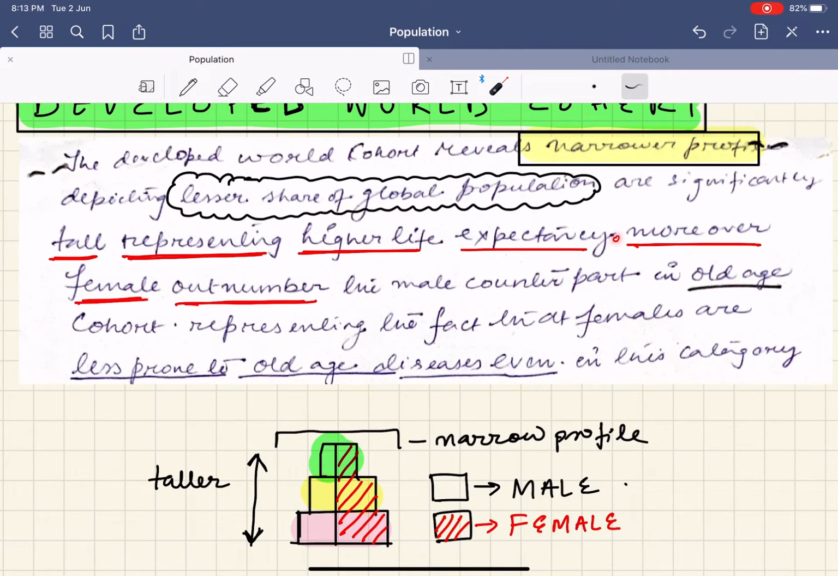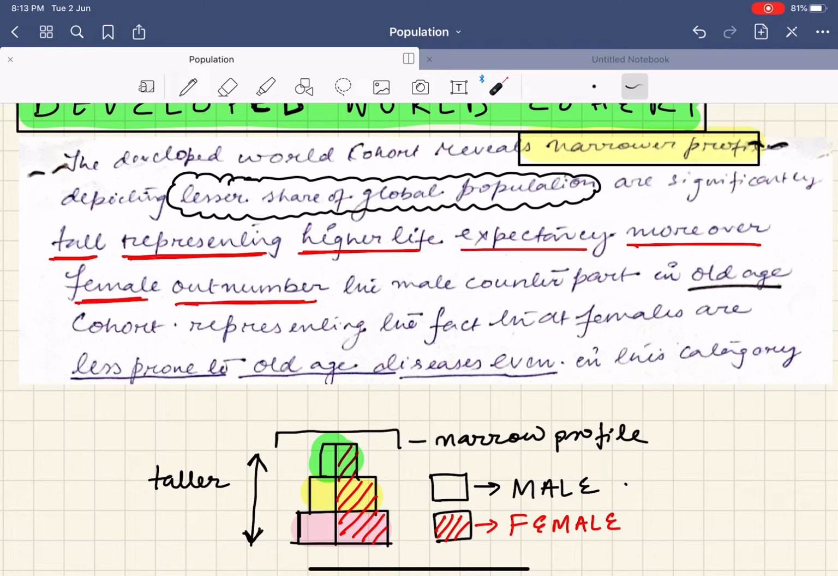Again, one thing that we see over here is that there are more females in the old age cohort. Now, why is there more number of females in the old age cohort? If we look into the developed countries, the sex ratio is favorable, meaning the number of females is more when compared to the number of males. Hence, the number of females would be higher in the old age cohort, because not just is the sex ratio favorable, but women are also less vulnerable to old age diseases.